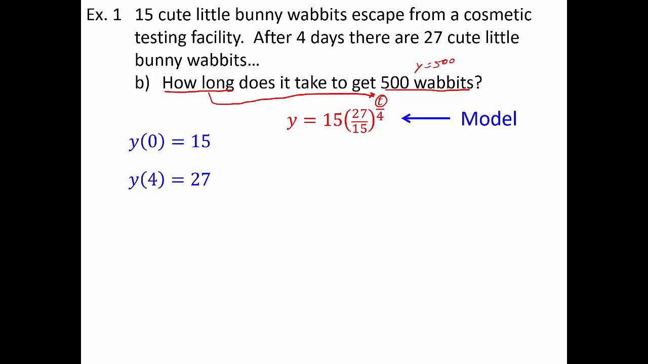y representing the population, t representing the time. So we're looking for the time when y equals 500. So this time we're going to plug in 500 for y, and we're going to solve for t. Notice the variable is in the exponent, so we're going to use techniques for solving exponential equations. Pause here, play when you're ready.